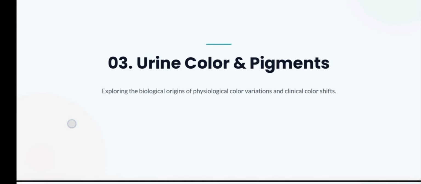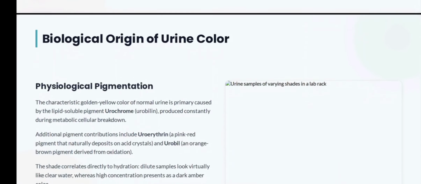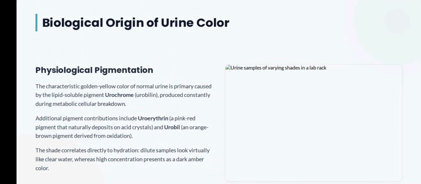Urine color and pigments. Exploring the biological origins of physiological color variations and clinical color shifts. Urine color depends on different pigments present in urine. Changes in color may occur due to diseases, medications, or hereditary factors. Biological origin of urine color.